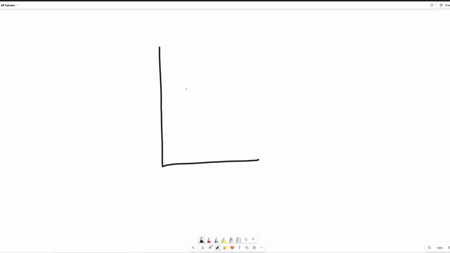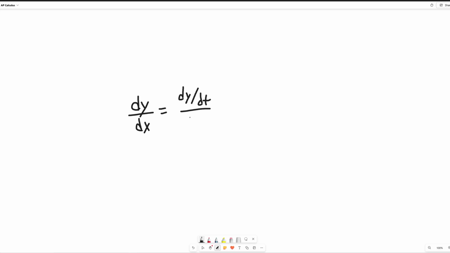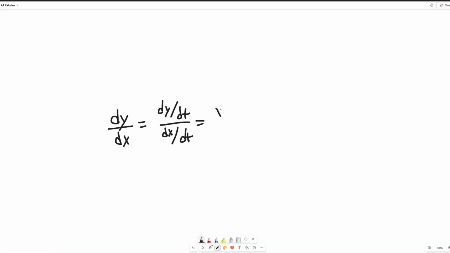So this is a formula you need to memorize. The slope, dy over dx, of the graph equals dy over dt over dx over dt. Or in other words, y prime of t over x prime of t.